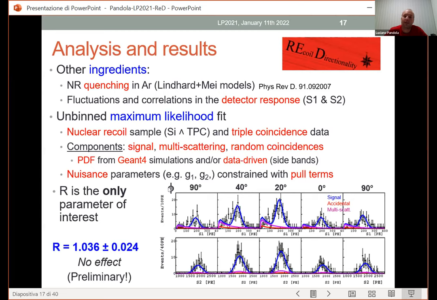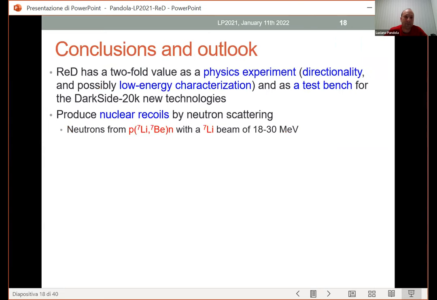This is the output of the fit. Those are the different data sets, 90, 40, 20, 0, and the other detector at 90 degrees, with the best fit overlaid. And our R, unfortunately, is compatible with one. So it's compatible with no effect from directionality. From the data, we don't see any difference by selecting nuclear recoils of 70 keV at different directions with respect to the electric field. So unfortunately we don't confirm the hint seen by SCENE at this level of sensitivity.